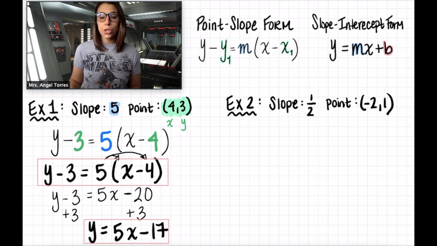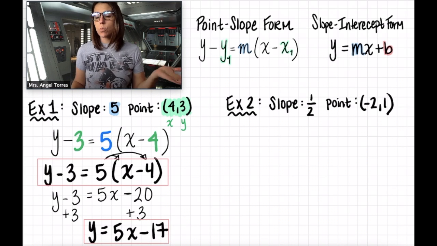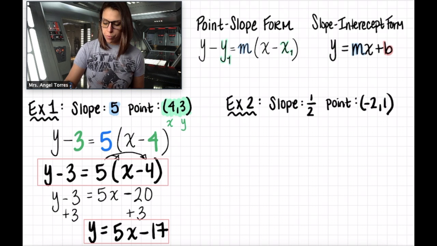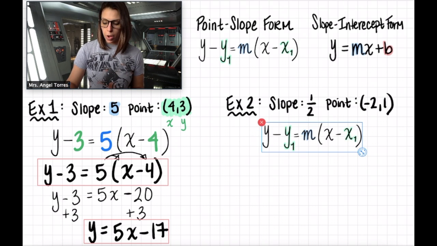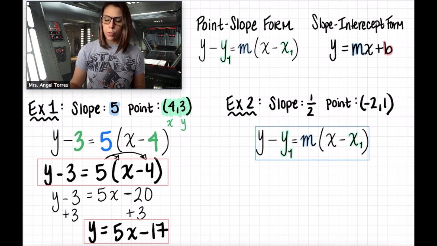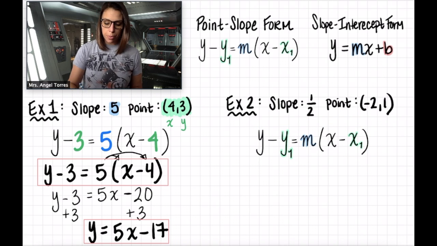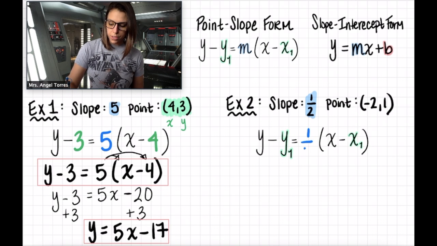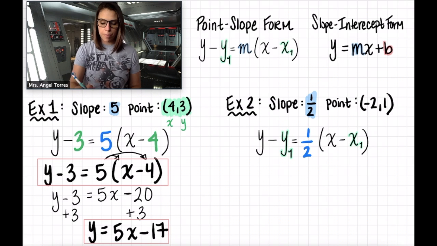In example 2, we are given that the slope of the line is 1/2 and the point is at (-2, 1). So again, we're going to start with our formula for point-slope. And let's fill in what we know. We know the slope of this line is 1/2. So in the formula where I see m, I'm going to replace that with the information I know. The slope of the line is 1/2.